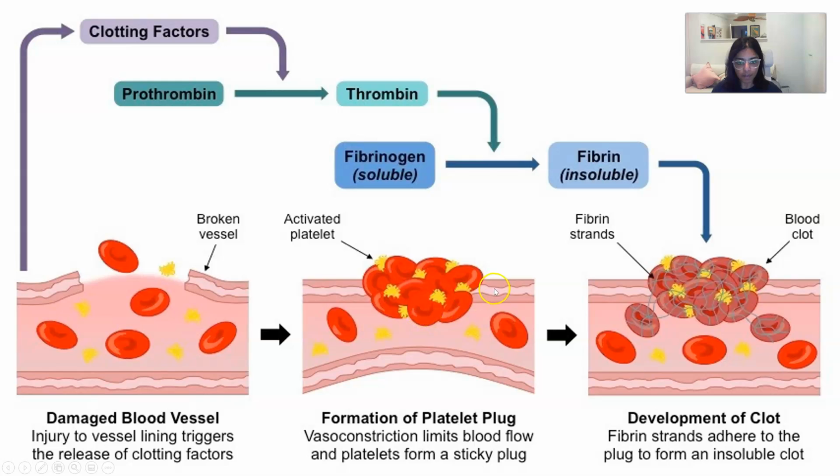As this is happening, fibrin is being formed, and it creates a mesh that traps all these red blood cells and platelets in place, and it forms an insoluble blood clot.